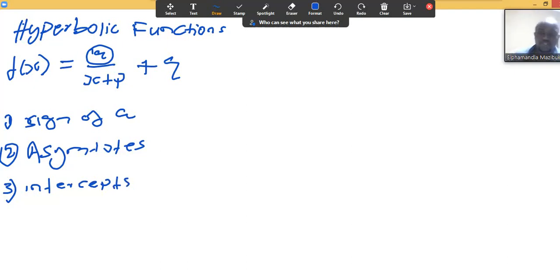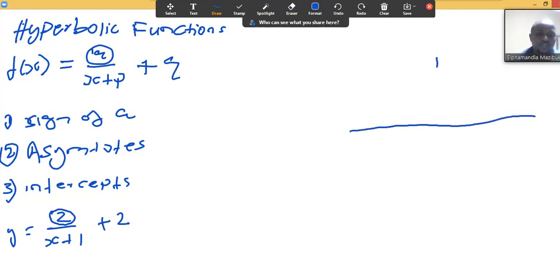Okay, so let's quickly look at our first example. Let's say y is equal to 2 over x plus 1, plus 2. The first thing to identify: you see our 2 here is positive, so a is positive. This is our Cartesian plane, and we are about to sketch our graph. If it's positive, already you know that the graph will be lying here and here.